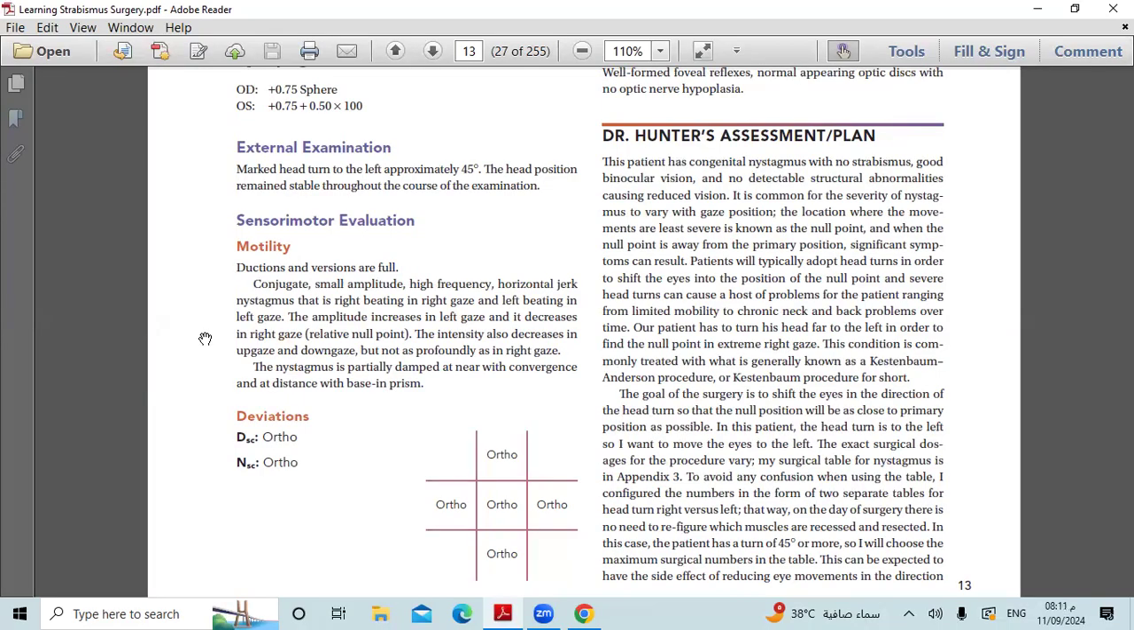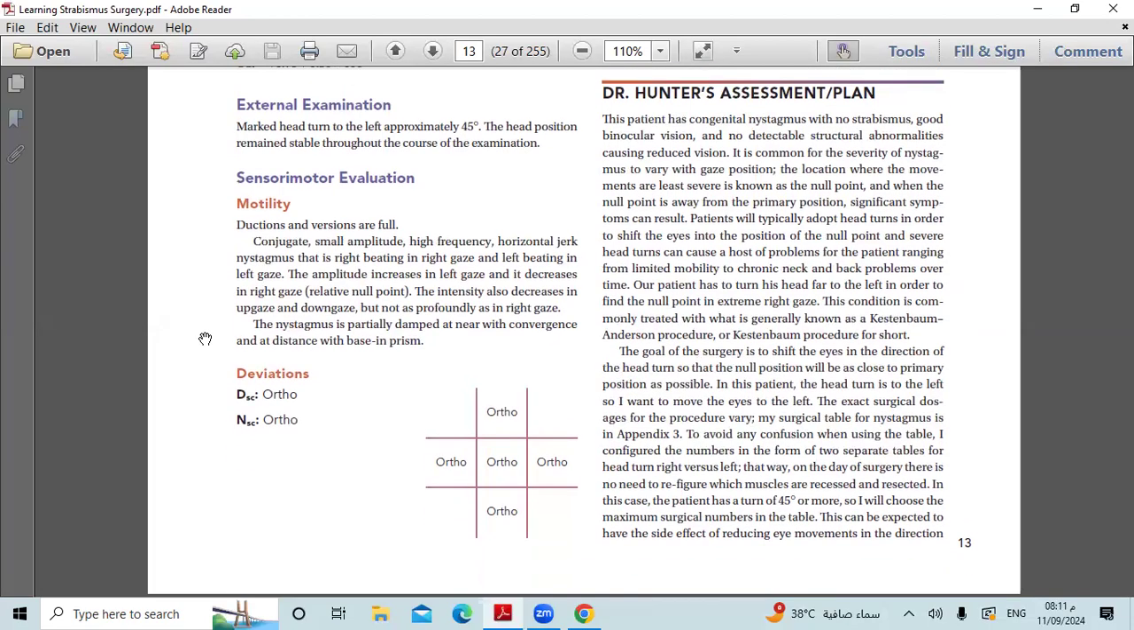This condition is commonly treated with what is generally known as the Kestenbaum-Anderson procedure, or Kestenbaum procedure for short. The goal of the surgery is to shift the eyes in the direction of the head turn so that the null position will be as close to primary position as possible. In this patient, the head turn is to the left, so I want to move the eyes to the left.